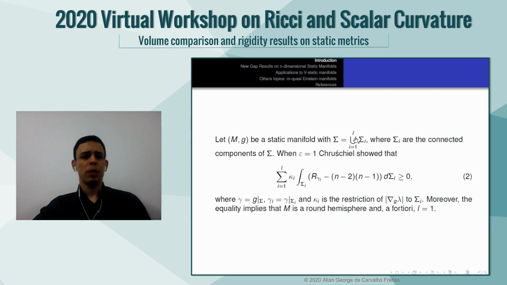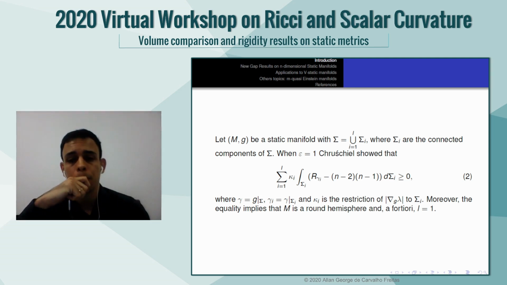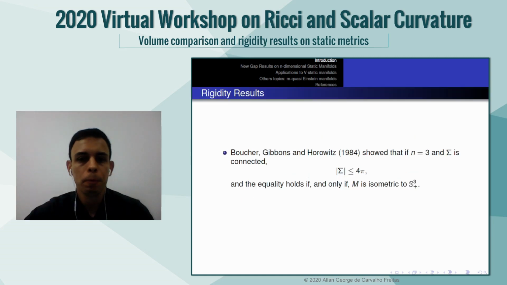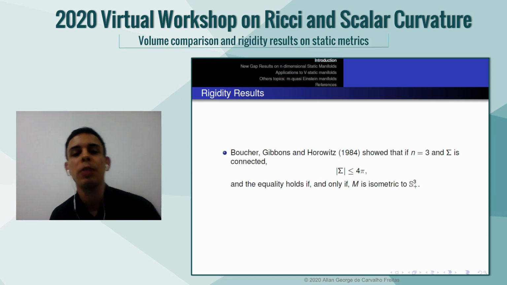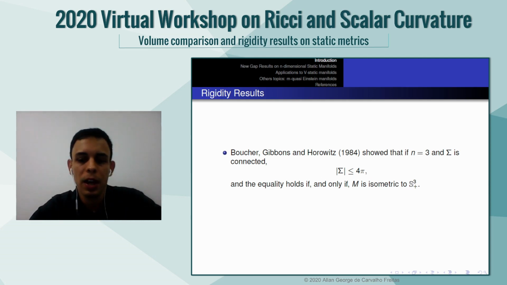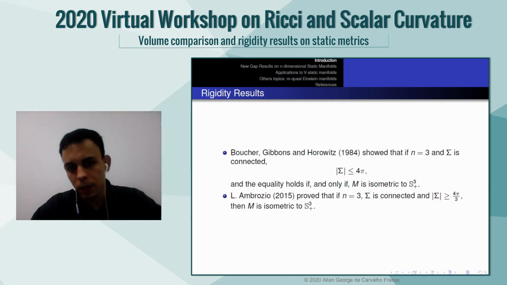This inequality in dimension 3 can be used to prove an important lower bound for the area of the boundary. This was obtained by Bolken, Gibbons, and Horowitz, and they showed that if you have dimension 3 and the boundary is connected, then we have this bound for the area, and furthermore, equality holds if and only if we have a hemisphere.